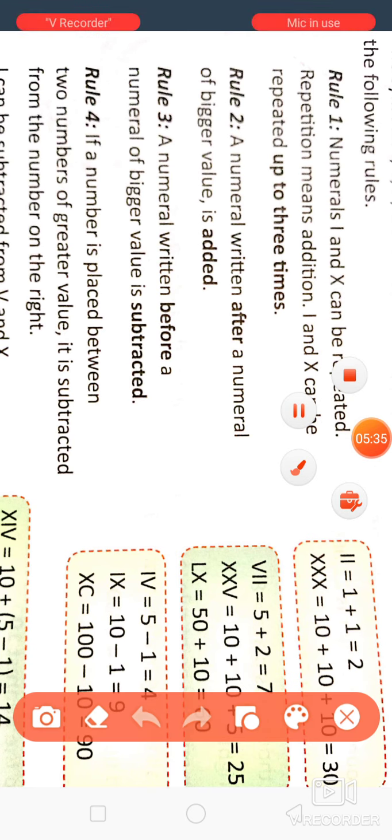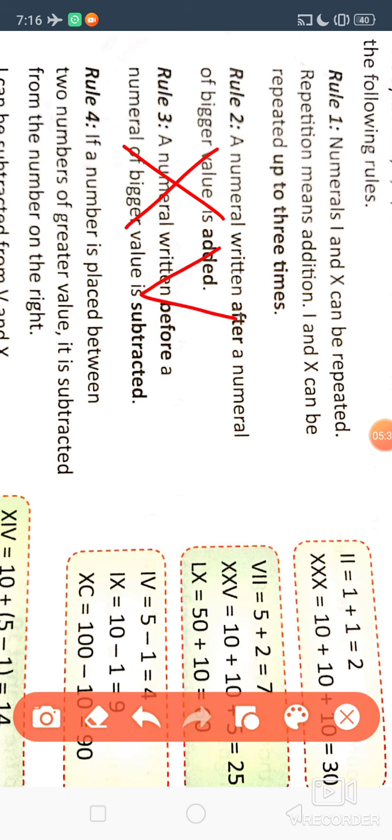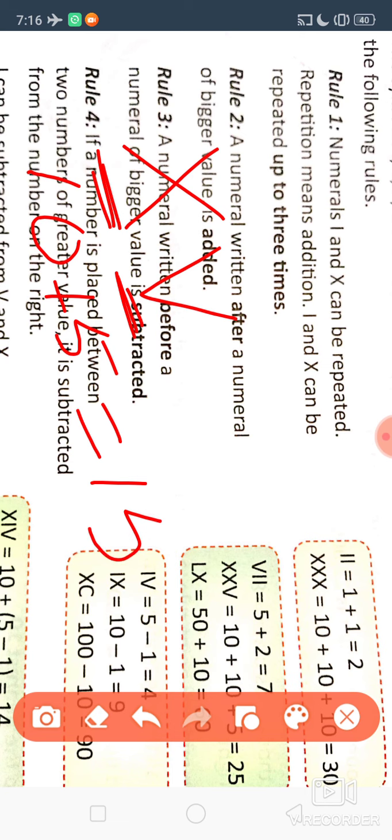So if I am writing X and V, what does it mean? Look at here, after X it is written V. So what is the value of X? 10. And what is the value of V? 5. So after X it is written V, so it will be added. So 10 plus 5, how much will we get? 15. I hope it is clear.